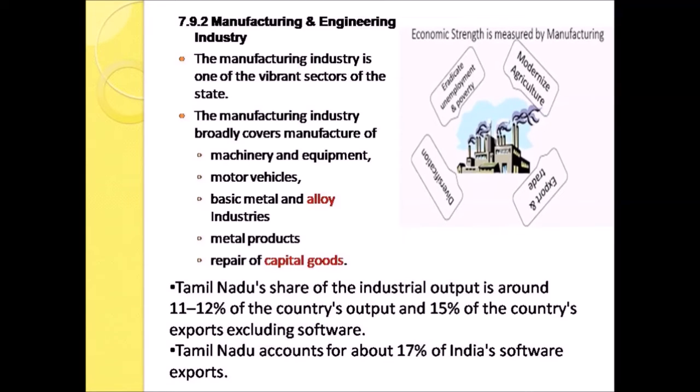The manufacturing industries broadly cover manufacture of machinery and equipment, motor vehicles, basic metal and alloy industries, metal products and repair of capital goods. Alloy is a metal made by combining two or more metallic elements, which gives them greater strength and corrosion resistance. Here, the capital goods means the machineries and tools that are used to produce the consumer goods are called the capital goods.